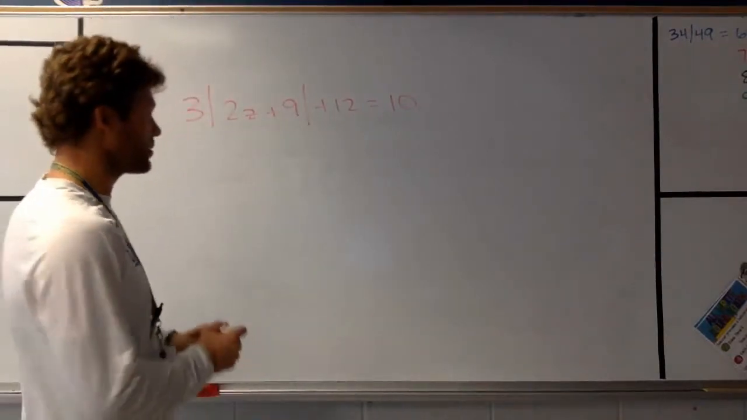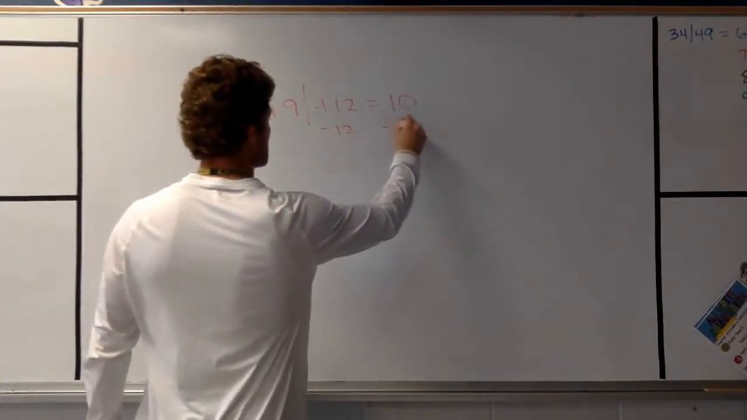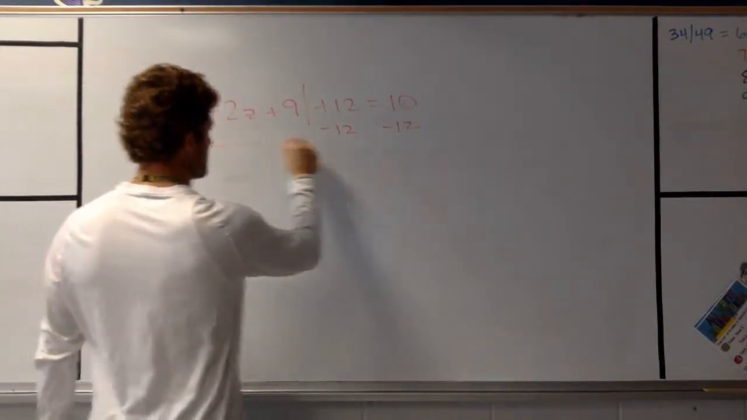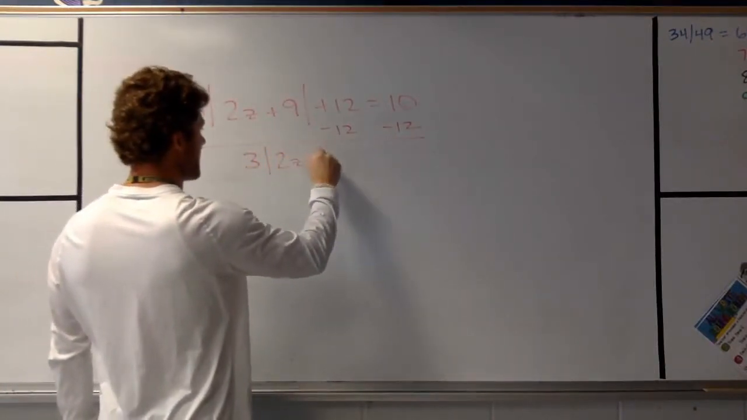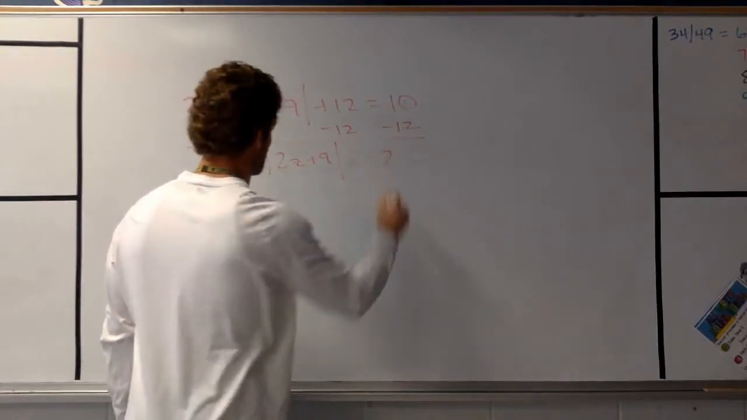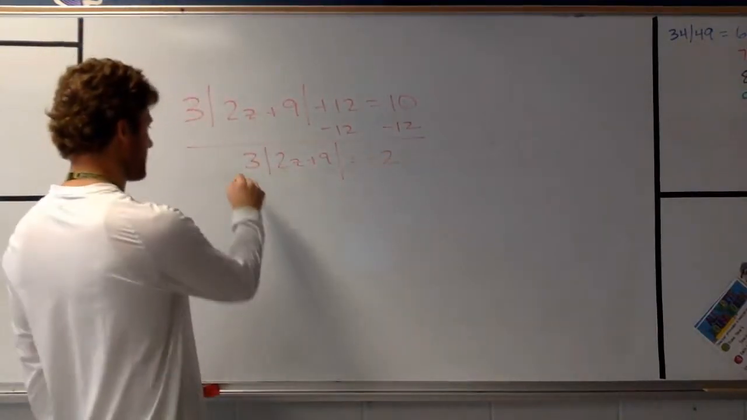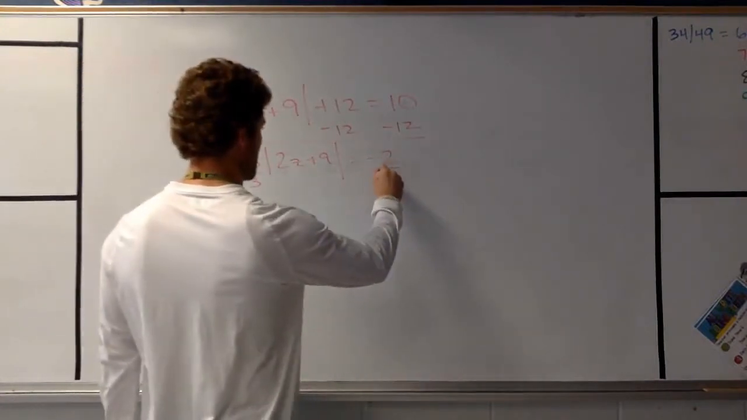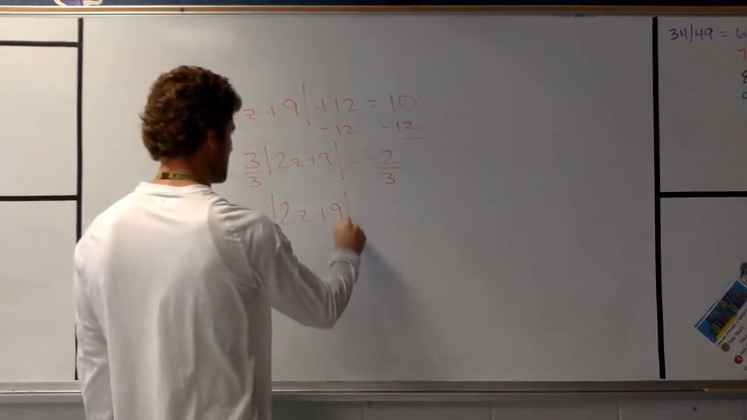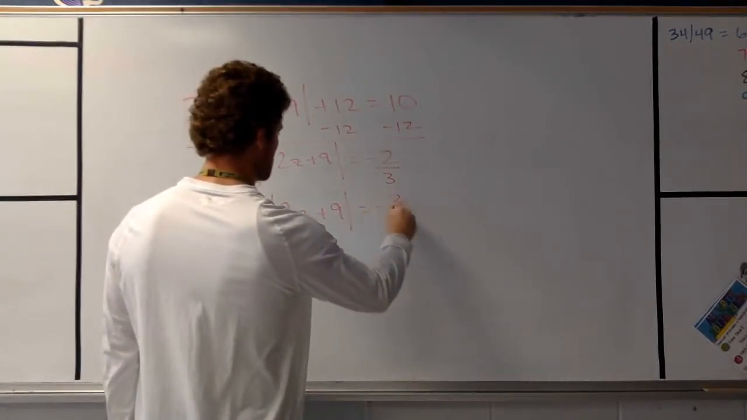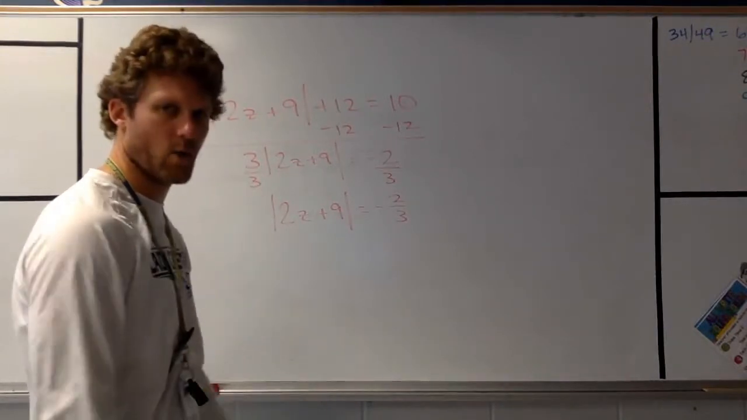So the first thing I would do is subtract 12 from both sides. Okay, and that's going to give me 3 absolute value of 2z plus 9 equals negative 2. Then I'm going to divide both sides by 3 to get that out of there so that, again, I just have the bars on this side. 2z plus 9 equals negative 2/3. With me so far? If you're not sure, rewind and go back.